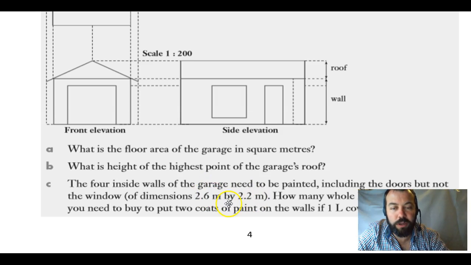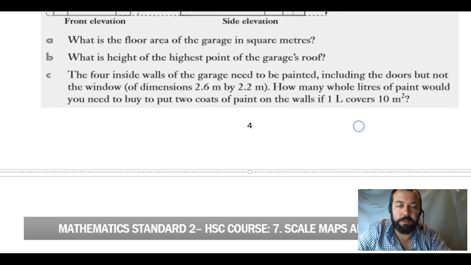Now work out the area of this window, 2.6 by 2.2, multiply them together, and take that off the area of the walls, because we're not painting the windows. Now, this tells us the area that needs to be painted. It's got to be painted twice, so I double the answer that we have, and that tells me what area of paint needs to go down. And then I have this rate here that tells me 10 square metres requires 1 litre. So I divide that big number that I've got by 10. That will tell me how many litres of paint I need. Complex enough, but really that's tying together all sorts of different concepts.